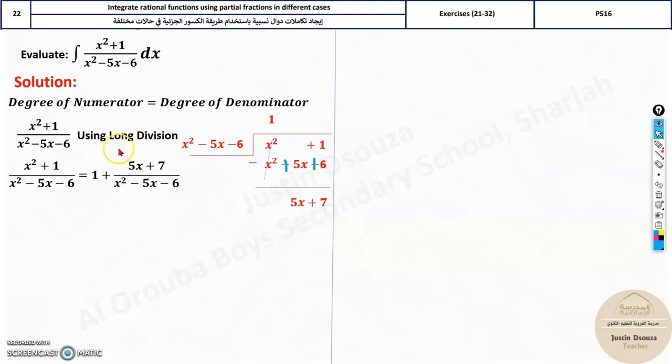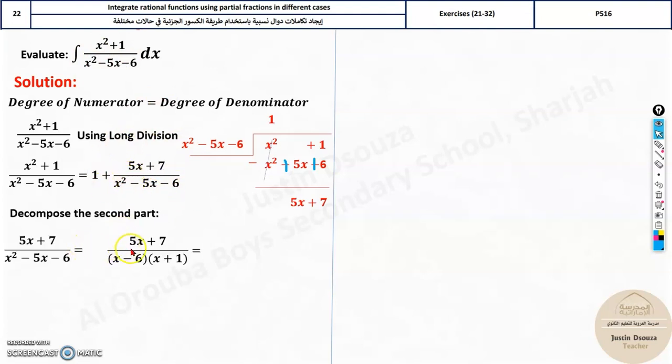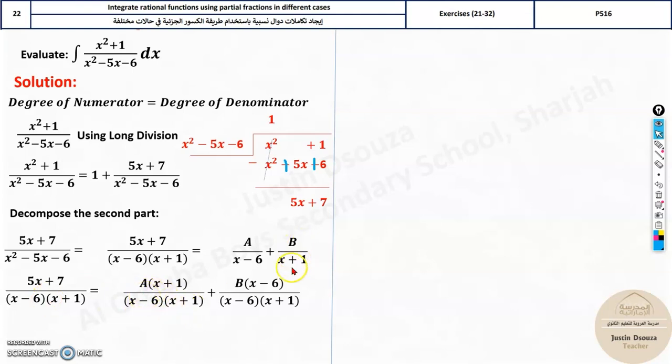Now we are going to split this term. How do we do that? We have done it so many times now. So all you need to write is a divided by one of the terms, b divided by the other term, multiply and divide by the opposite other denominator. So here in the first part, you need to multiply and divide by x plus 1, and over here by x minus 6.